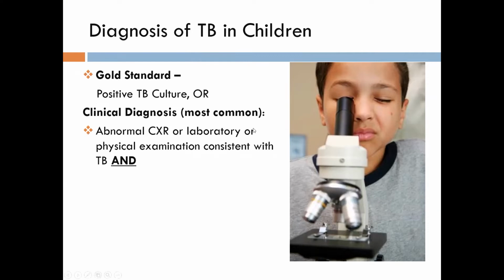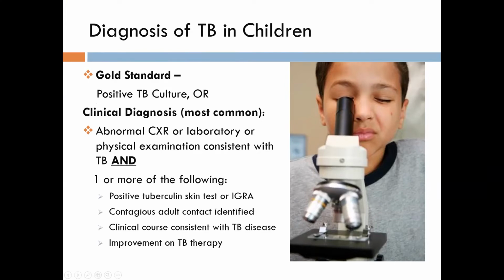The clinical diagnosis includes an abnormal X-ray, laboratory, or physical findings consistent with tuberculosis, and at least one or more of the following: either a tuberculin skin test or an IGRA being positive, or we've identified a contagious adult source case. The course may be consistent with tuberculosis, or the patient improves on TB therapy.